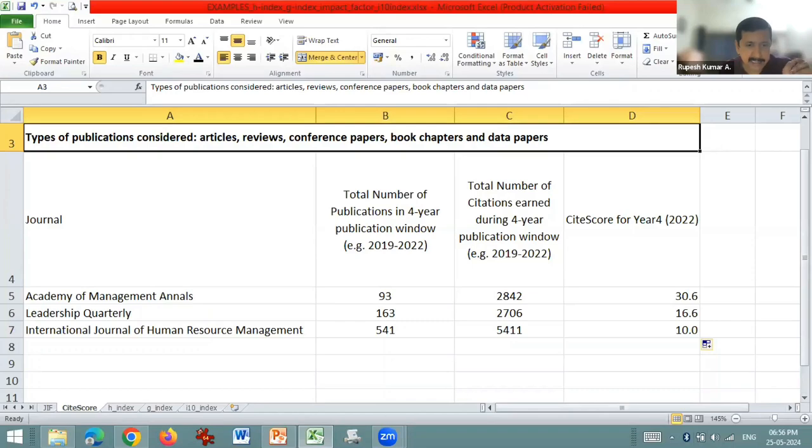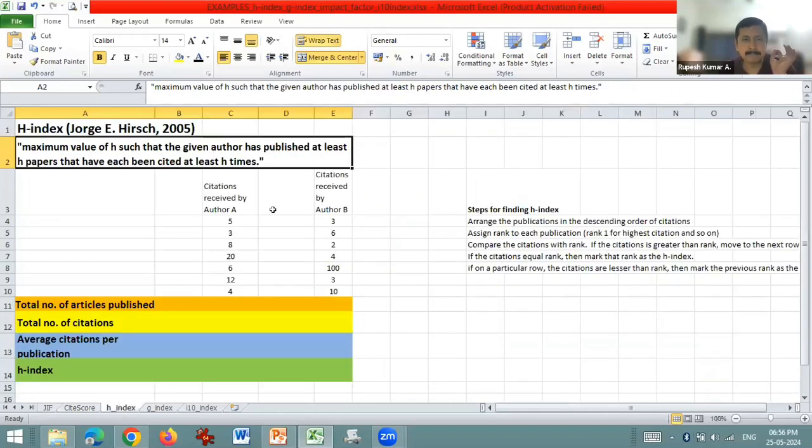Okay, now let's move on to H index. H index is an author level metric. It was developed by a physicist by name George E. Hirsch in the year 2005 to evaluate the performance of scientists in the field of physics. Later, it was accepted and followed by all other disciplines. This metric is known as H index. Okay, H is for Hirsch index.